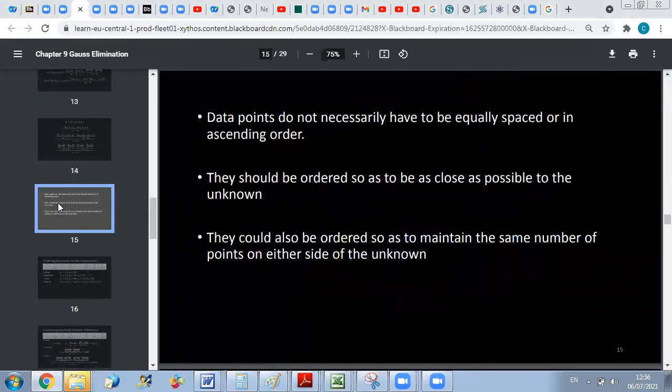Okay, so now once we introduce the method, how we should select the data points. And what about data points? Data points do not necessarily have to be equally spaced or in ascending order.